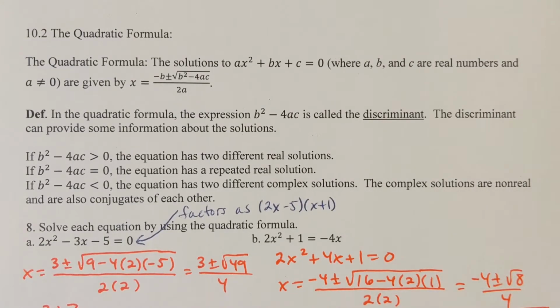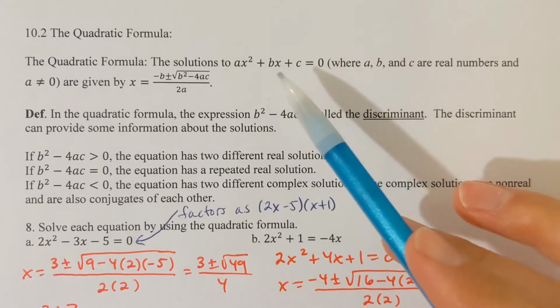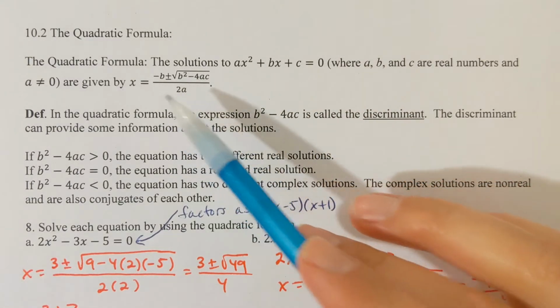Okay, I'm going to start section 10.2 now. In 10.2, we're going to talk about the quadratic formula. Now, in 10.1, we looked at some methods for solving a quadratic equation, and those methods were factoring, extracting the square roots, or the square root properties, that means the same thing, and then completing the square.